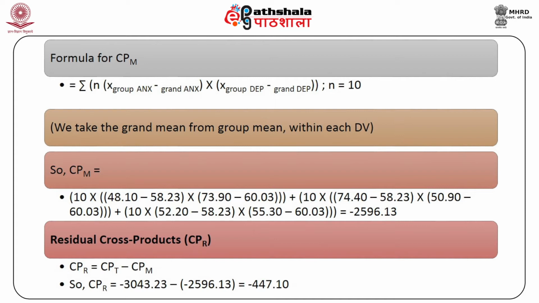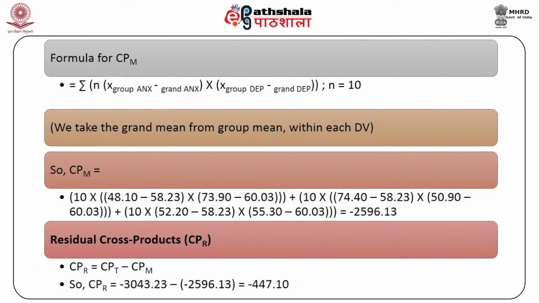We take the grand means, and the model cross product turns out to be minus 2596.13. Cross product of the residuals is equal to the cross product of the total minus the cross product of the model, and this turns out to be minus 3043.23 minus 2596.13, and the answer is minus 447.10.